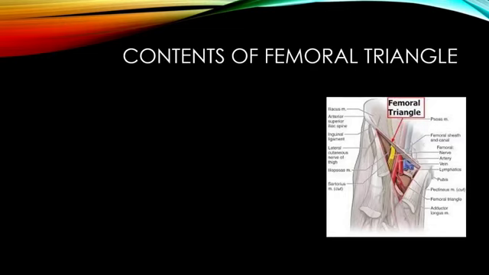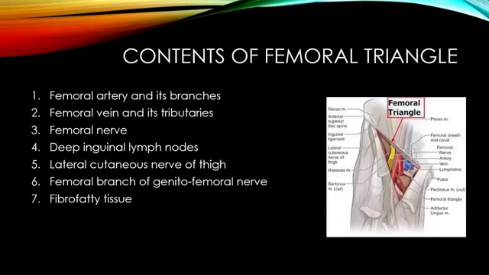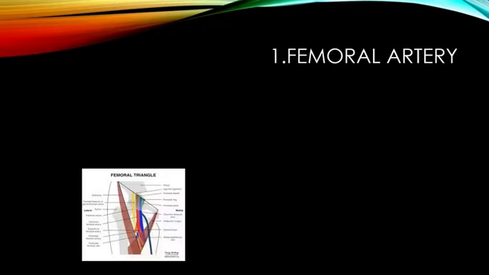What are the contents of the femoral triangle? The femoral triangle consists of the femoral artery and its branches, femoral vein and its tributaries, femoral nerve, deep inguinal lymph nodes, lateral cutaneous nerve of thigh, femoral branch of the genitofemoral nerve, along with some fibrofatty tissue. Now let us discuss each and every content of the femoral triangle in detail. Let us begin with the femoral artery.